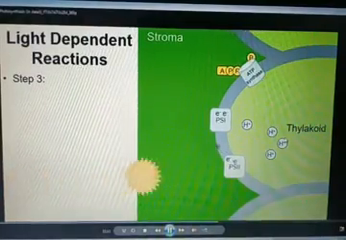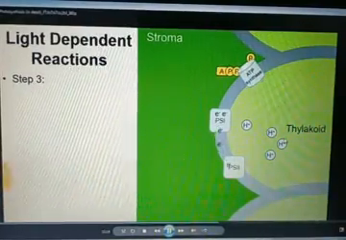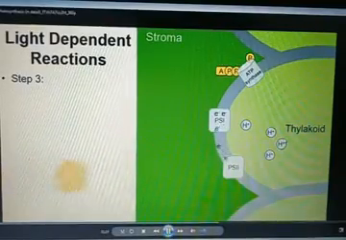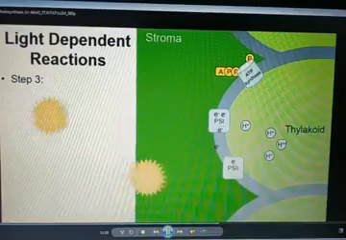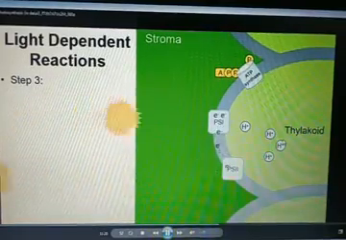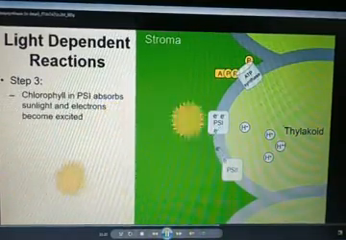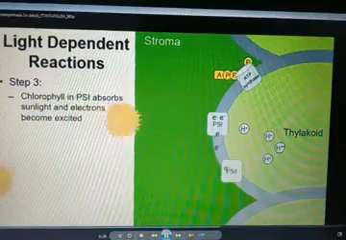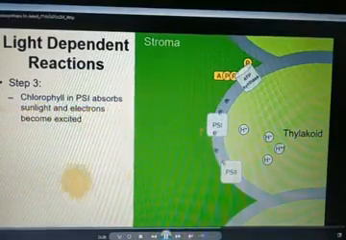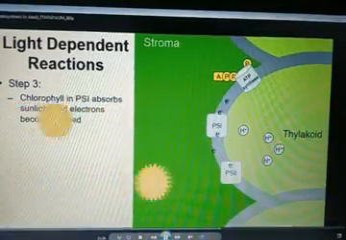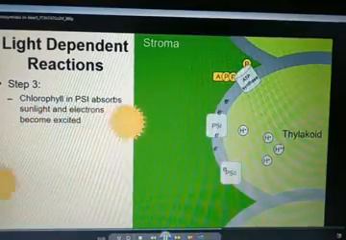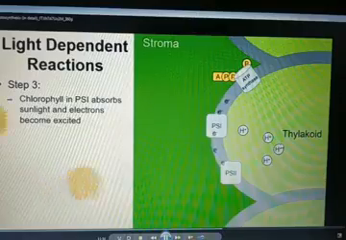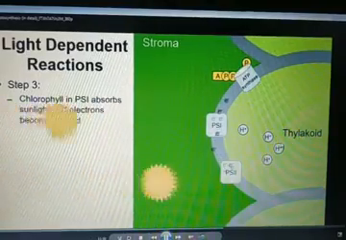Again, step number 3. Again, the sunlight is striking photosystem number 2. Electrons are moving through the thylakoid membrane, but the sunlight is also striking photosystem number 1. Photosystem number 1 has chlorophyll, and here also electrons become excited. They move through the thylakoid membranes, as you can see here, through the electron transport chain.